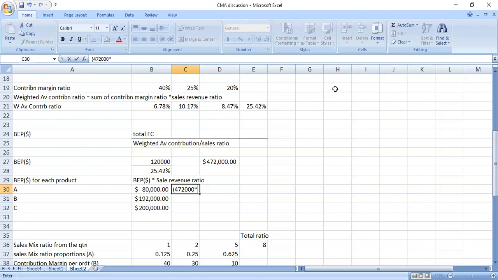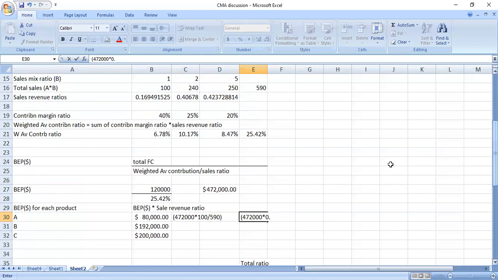Yes. So we had to get a sales revenue ratio. We multiply it to the multi-product break-even point. So we get the sales revenue ratio for each product times the $472,000. It's like we are apportioning, we are breaking that 472 so that we see how much each product contributes. Are you getting it?